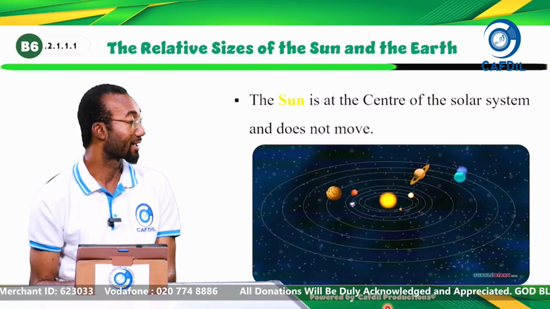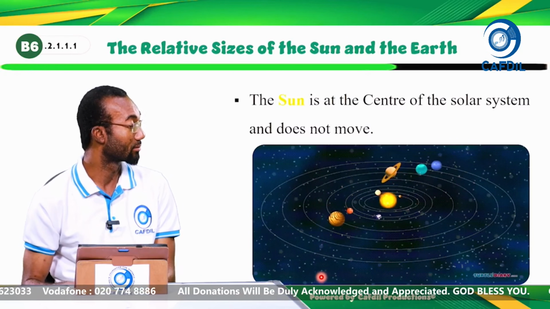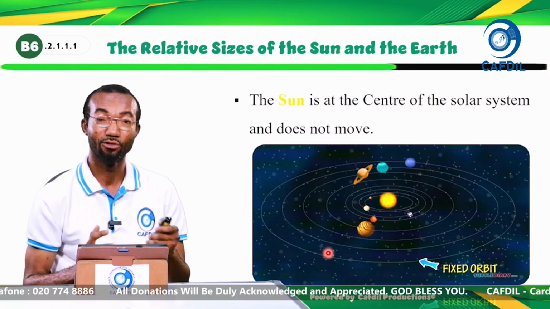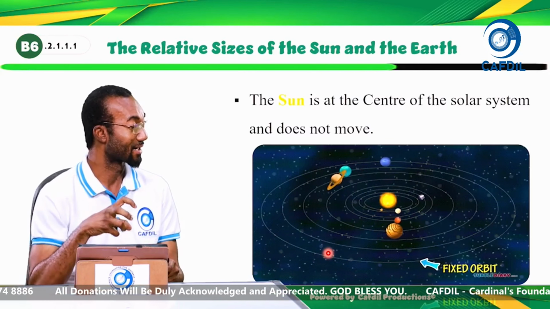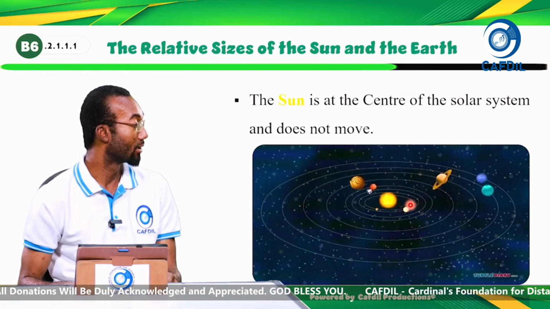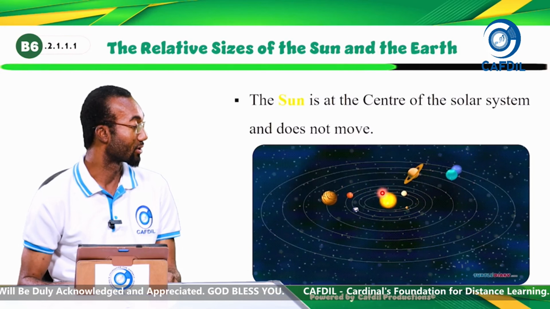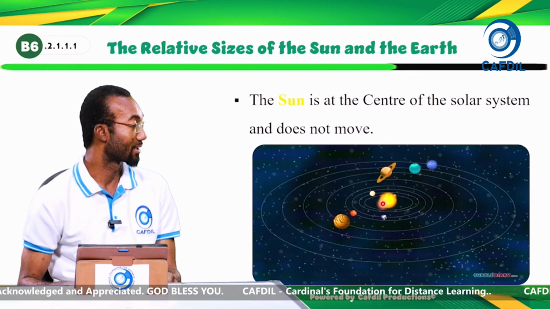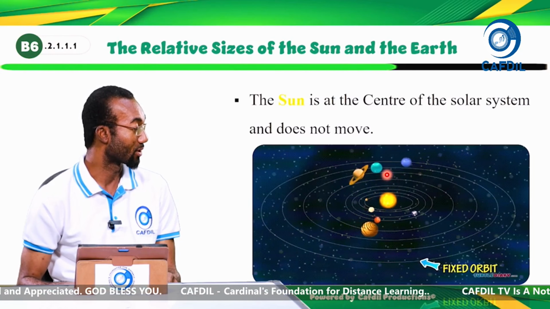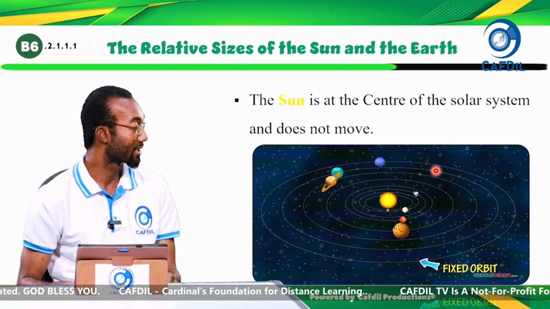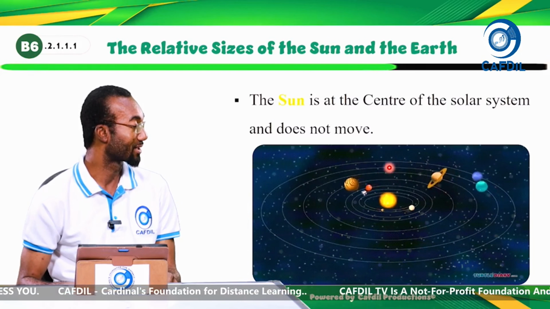The sun is at the center of the solar system. So the sun and the planets form the solar system, and the sun does not move. It's at the center of the solar system, and all the planets are moving around the sun.